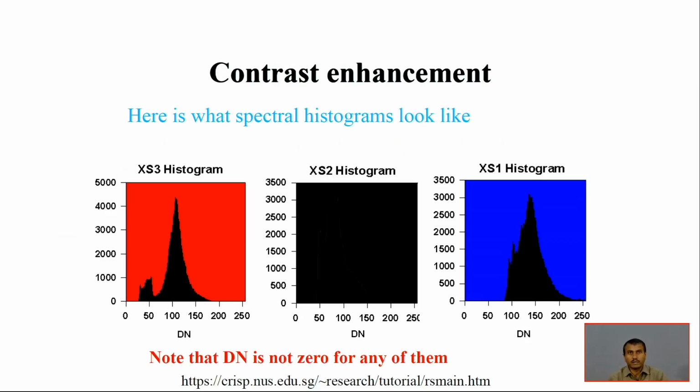This is one of the examples. These are the digital numbers in different histograms of the same image. Note that in none of the cases does the digital number start from 0. This data has been taken from a tutorial at crisp.nus.edu.sg. You can find this case study there.